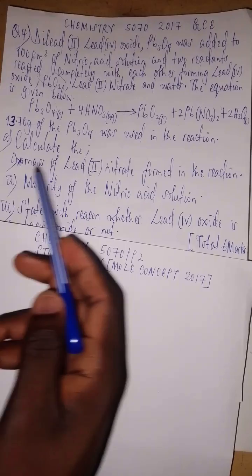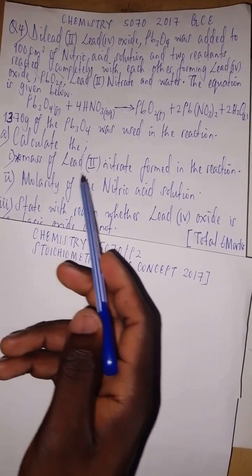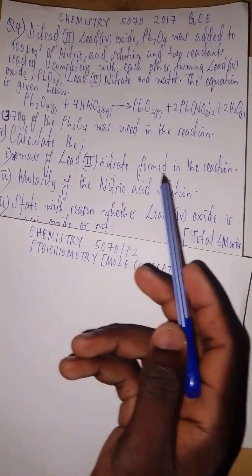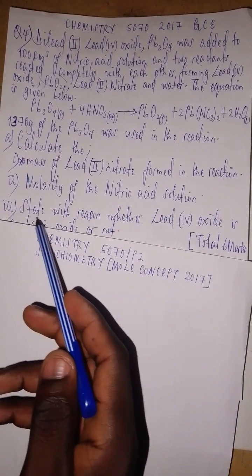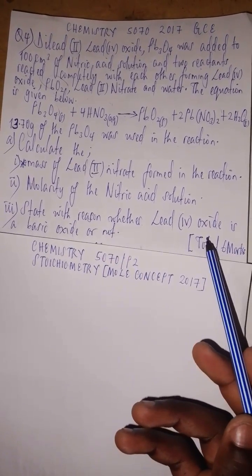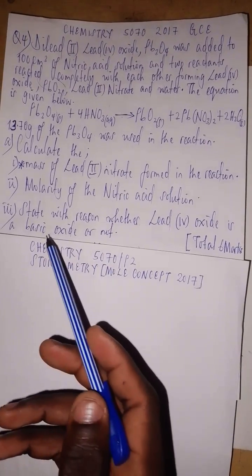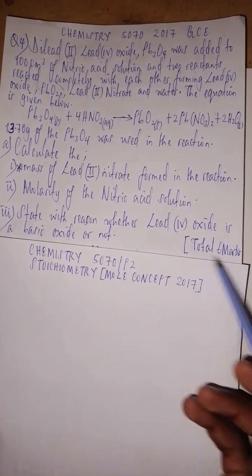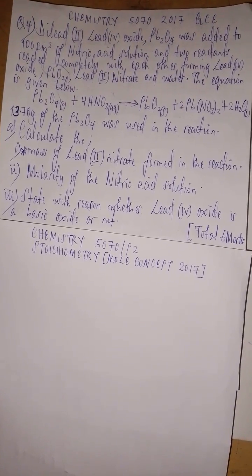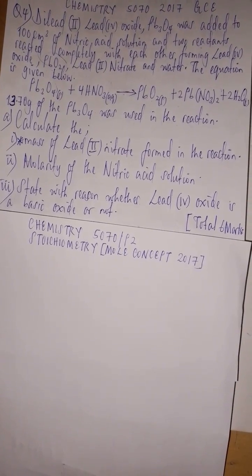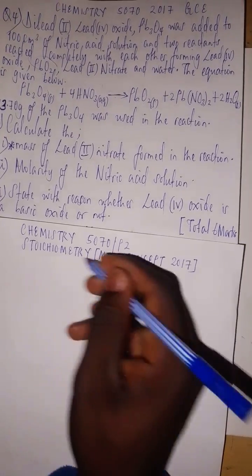The question is, calculate first the mass of the lead(II) nitrate formed in the reaction, the molarity of the nitric acid solution, and state with reason whether PbO2 is a basic oxide or not. So the question was carrying 6 marks. So what's the first thing? The first thing you need to do here is to write the chemical equation.